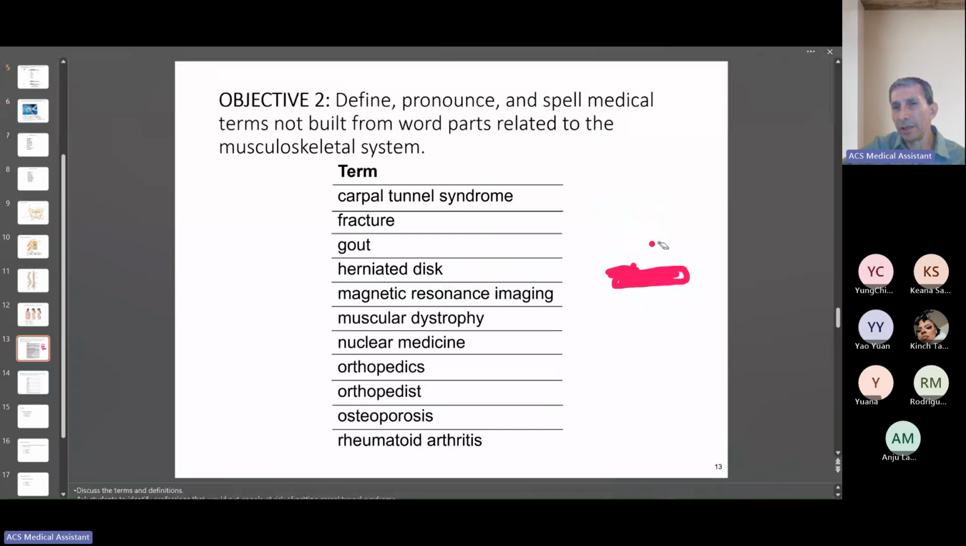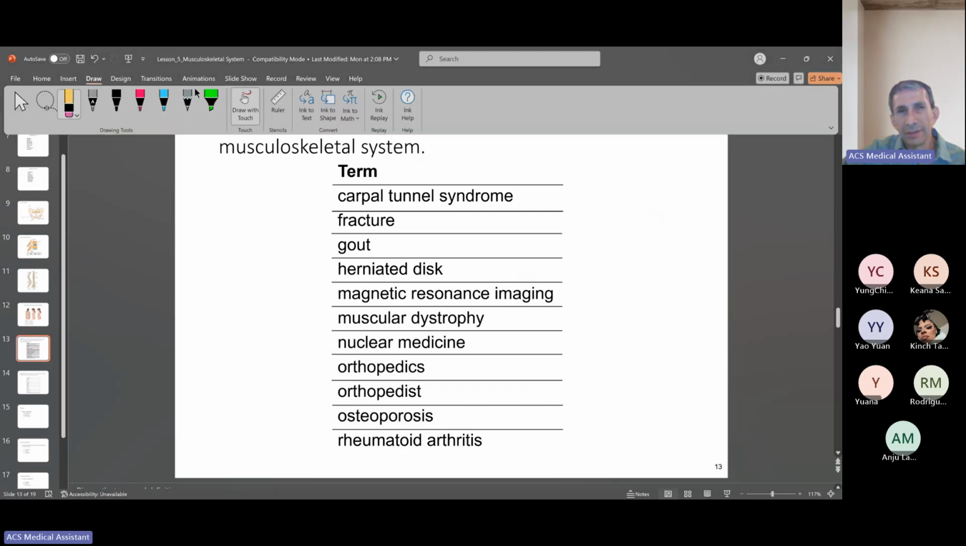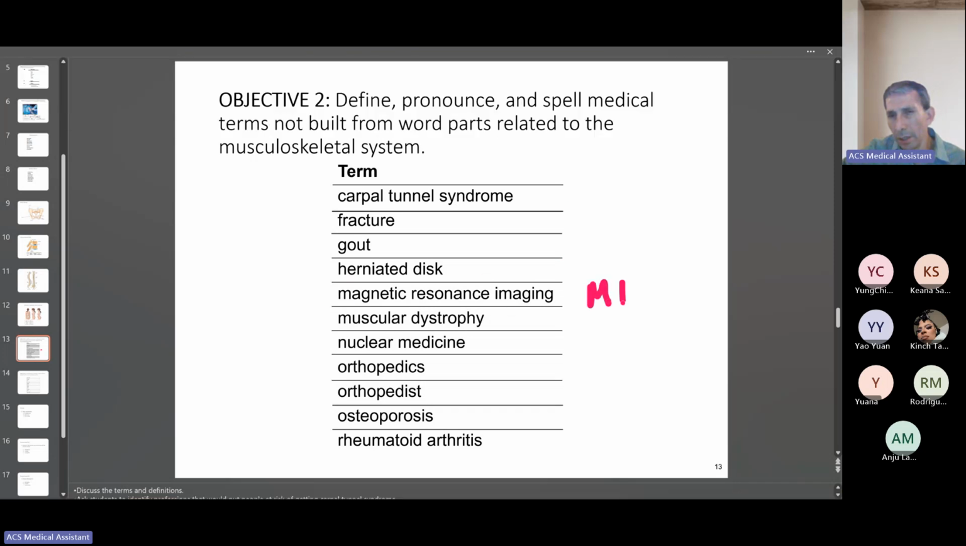That is herniated disc. Can be fixed with a very minor surgical procedure. All right, let's talk about MRI. See, this is one of these imaging tests. This is MRI, magnetic resonance imaging.